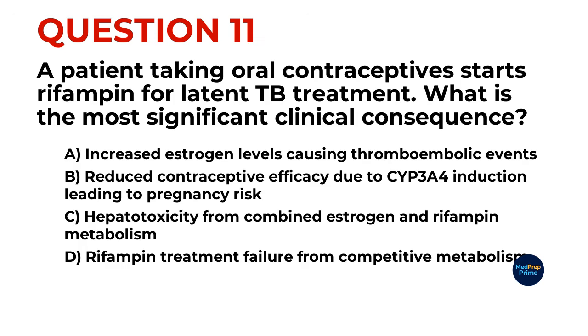A patient taking oral contraceptives starts rifampin for latent TB treatment. What is the most significant clinical consequence? Option A, increased estrogen levels causing thromboembolic events. Option B, reduced contraceptive efficacy due to CYP3A4 induction, leading to pregnancy risk. Option C, hepatotoxicity from combined estrogen and rifampin metabolism. Option D, rifampin treatment failure from competitive metabolism.